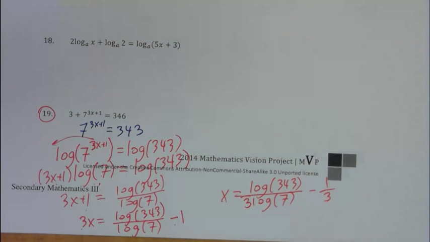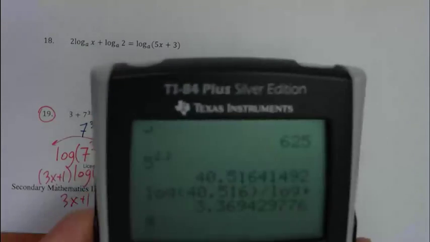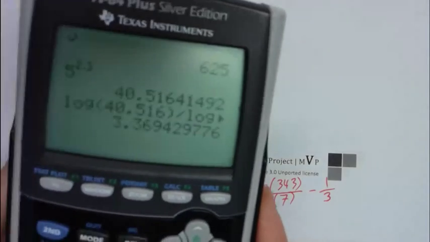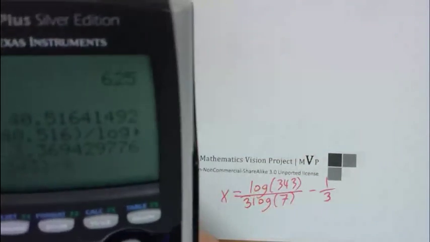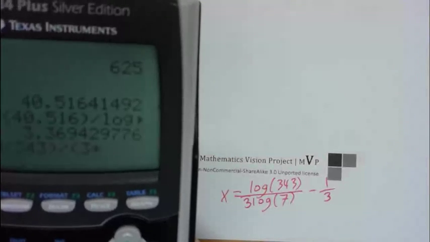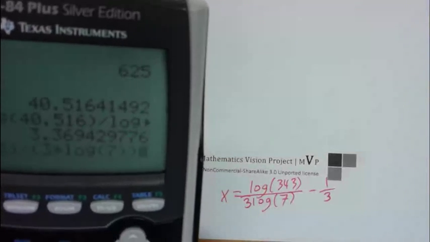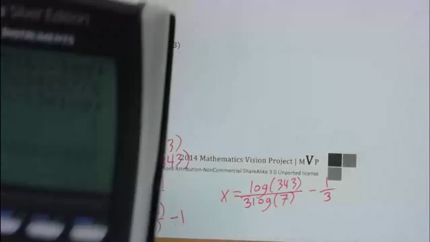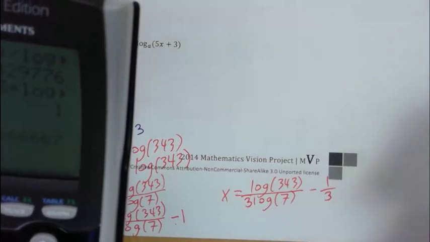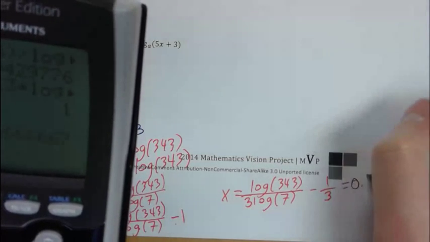So it could be on an ACT test or on a final exam that the answer is going to be in terms of logarithms, this exact answer, rather than what the decimal would be for it. If you put that into your calculator, we would be doing the log of 343 divided by, in parentheses, 3 times the log of 7, in parentheses, and then subtracting 1/3. We get 0.66 repeating, or 2/3.